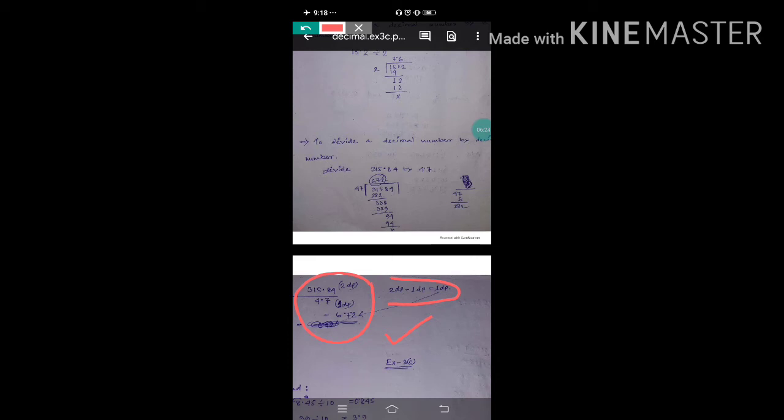315.84 divided by 4.7, here 2 decimal places, here 1 decimal place, then it will be subtraction, because division is there, so subtraction. So 2 minus 1, 1 decimal place, that means your resultant answer will be in 1 decimal place. So the answer will be how much? Without decimal you got 672, and because here it is 1 decimal place, the resultant answer should be in 1 decimal place, so the answer will be 67.2.